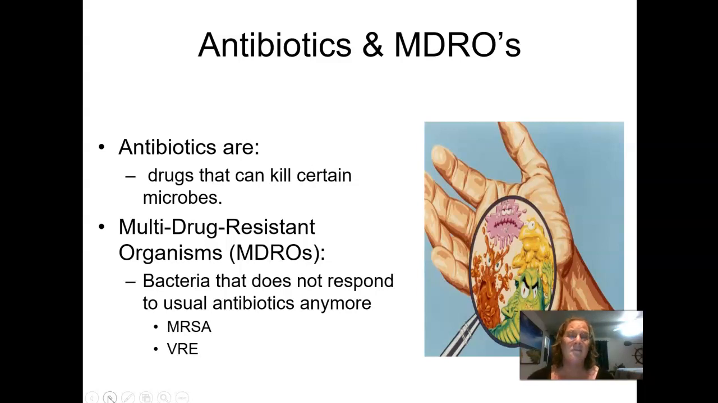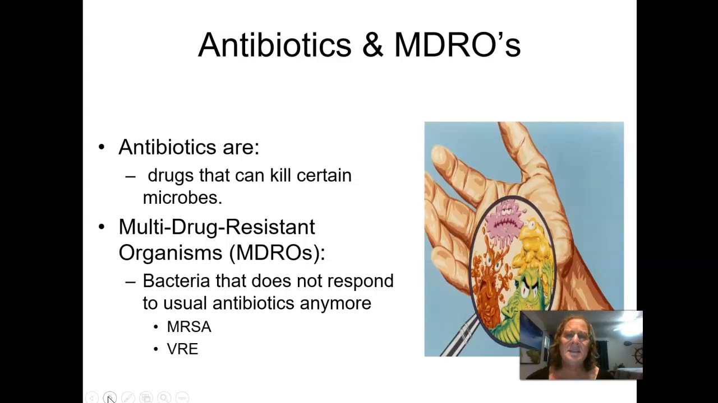But now we're having to give people 2 and 3 antibiotics at one time to kill that organism, or we're having to give them something like vancomycin, which is a very hard duty antibiotic, which can be really hard on the kidneys and the body. And that's what we're having to use to kill these organisms.